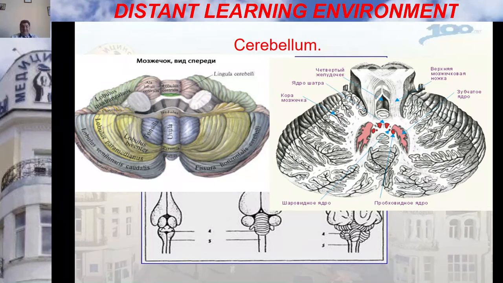Descending tracts also pass in the opposite direction in the inferior peduncles. From the nucleus fastigii to the lateral vestibular nucleus and from this nucleus to the anterior horns of the spinal cord, the vestibulospinal tract. The cerebellum produces an effect on the spinal cord through this tract.